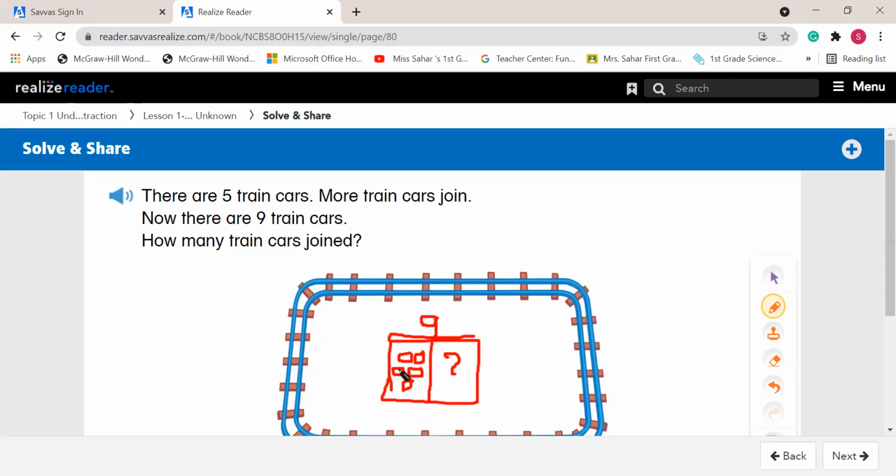That means something plus 5 equals 9. So if I add more here, I have to make sure that I'm adding more cubes. So my total, or my sum, will be 5. So I have 5, use a different color. I'm gonna add here 6, 7, 8, 9. So let's count how many cubes I added. 1, 2, 3, 4. That means there were 5 train cars, 4 more joined, and now the total is 9.